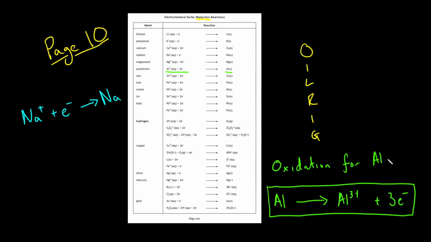I was asked to write down an oxidation for aluminium, so oxidation is the loss of electrons. Let's check it out. I've got aluminium as my reactant, turning into the Al3+ ion by losing 3 electrons. So that aluminium has broken down into Al3+, and it has also lost 3 electrons to do so. Okay, I've done it right. And the same with the reductions. Reduction should be gaining the electrons.